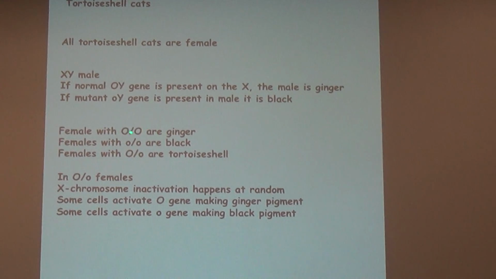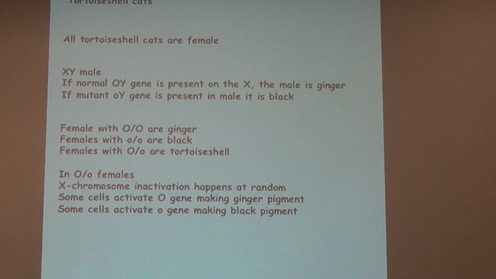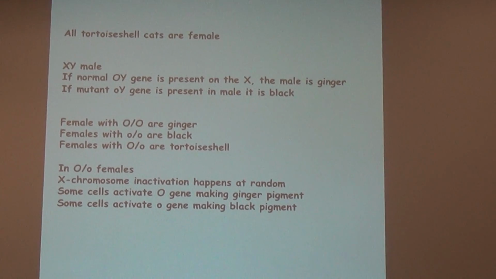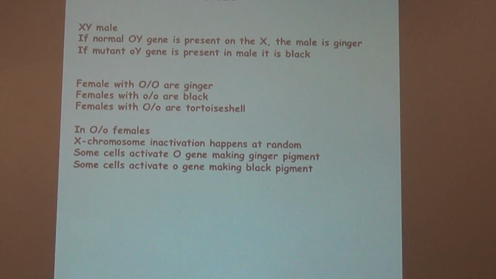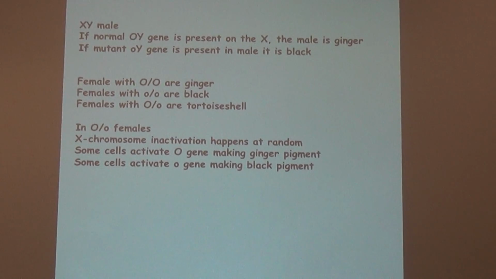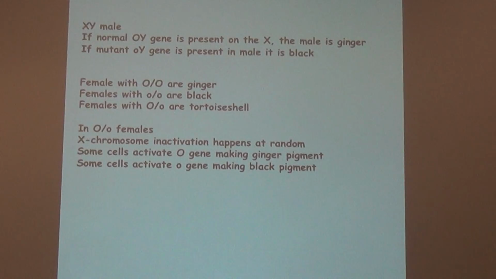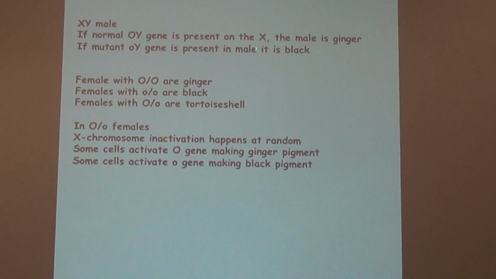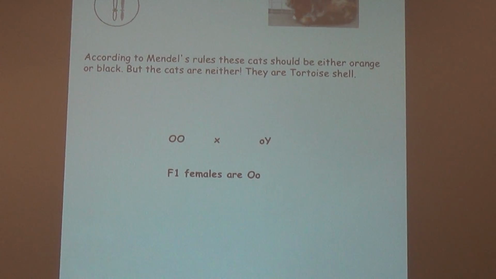In females, if you're homozygous OO, you're ginger, because you're making the enzyme that converts the black pigment to the orange pigment. If you're little o, you're mutant, you're black, because the genetic pathway breaks in half, and you stay accumulating the black pigment. But why are the heterozygous females tortoiseshell? Right? That's the question. How does that happen? It's because of X inactivation.